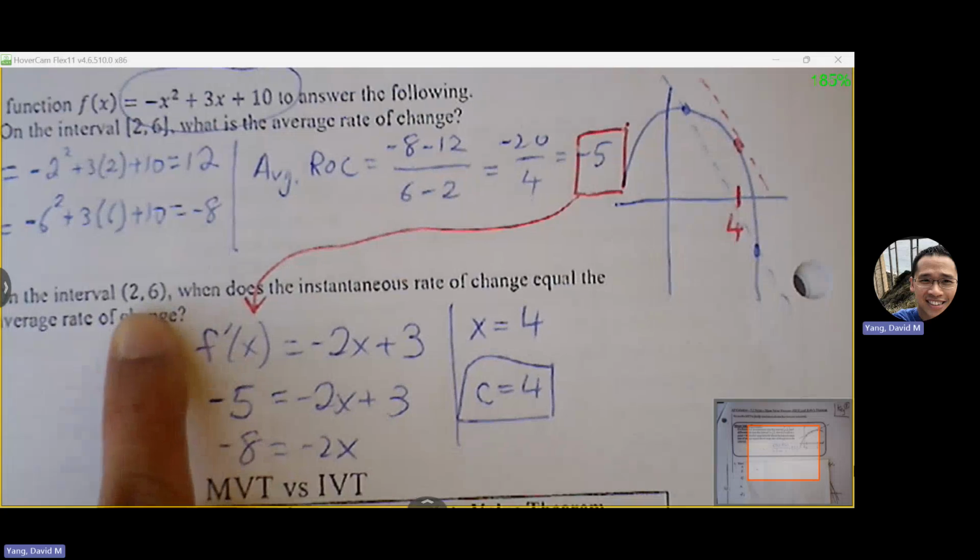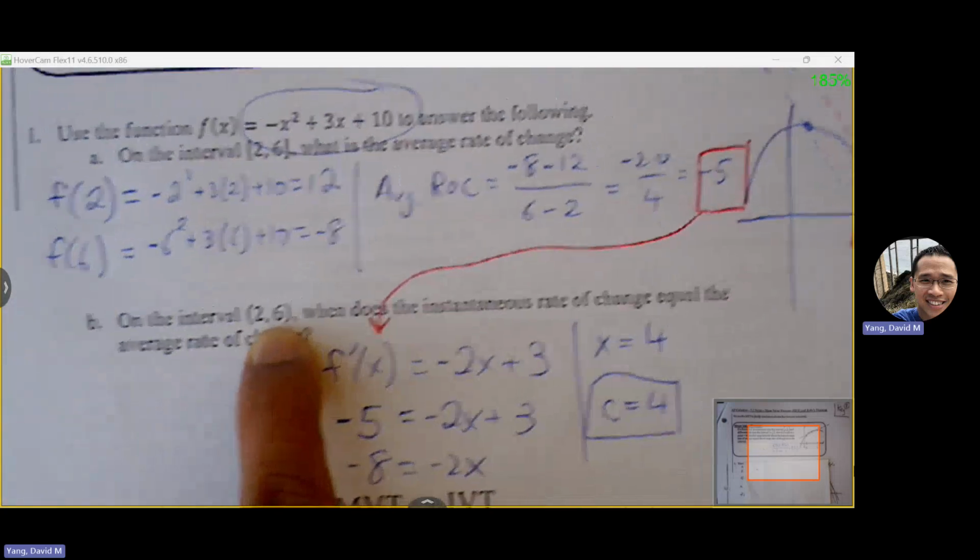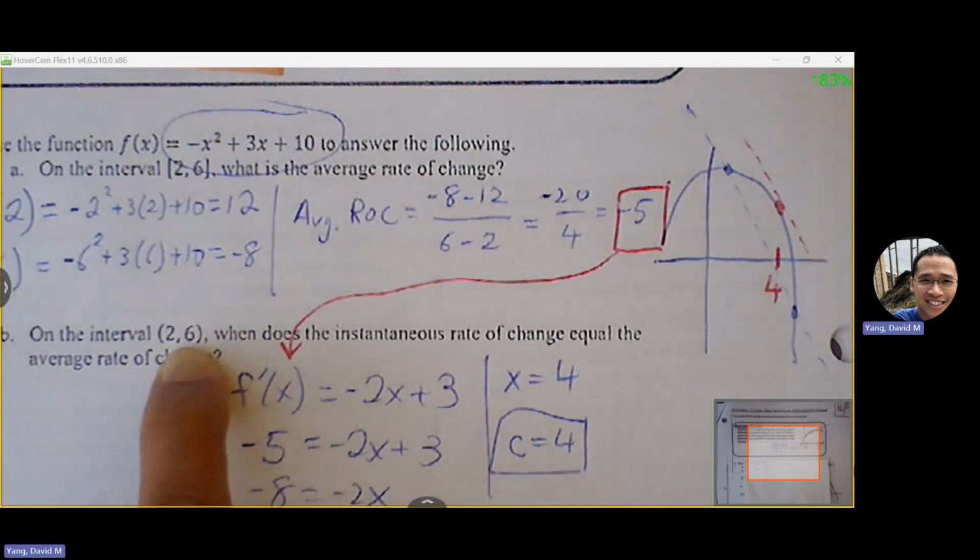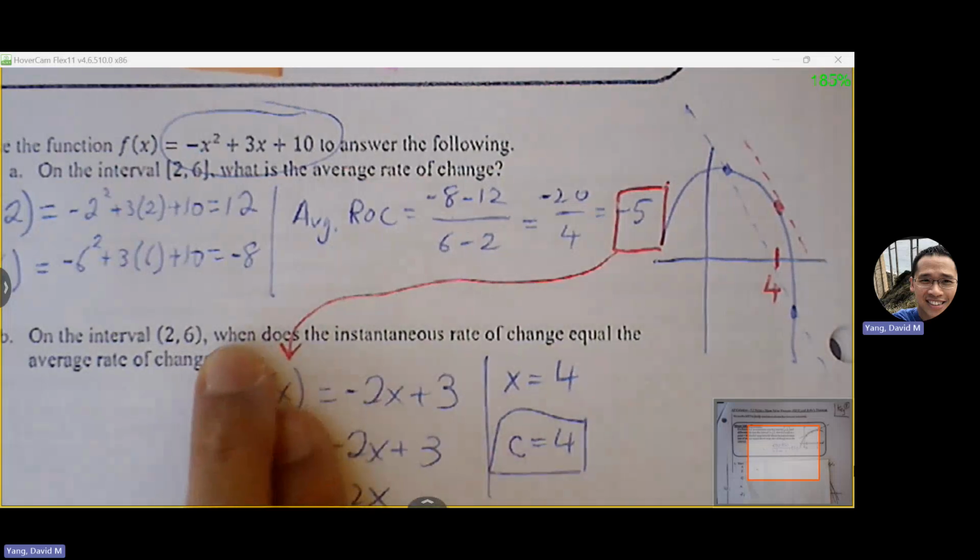Yeah, it could be at like 3.4. It could be at 3.5. It's not always going to be. It's just a coincidence that 4 landed directly between 2 and 6.